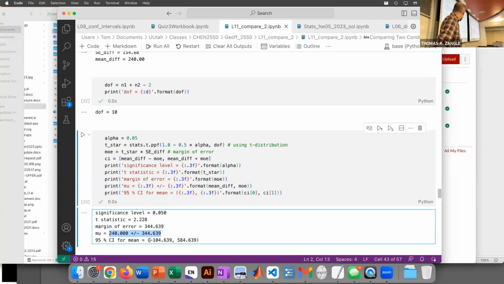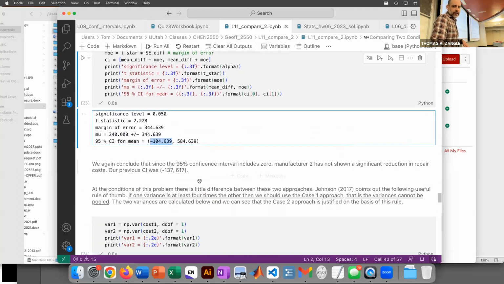And we end up, again, with a 95% confidence interval that straddles 0. And so we do not have good evidence that manufacturer 1 and manufacturer 2 have different costs. So we would reject the claim.